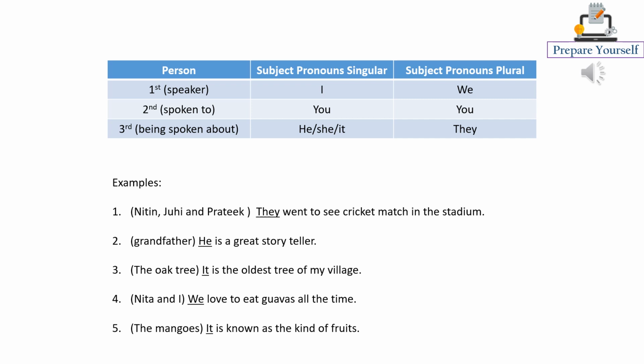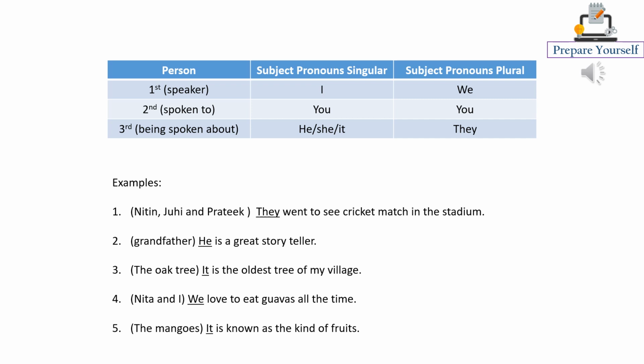The oak tree is the most or the oldest tree in my village. As we know, with animals and things, we should use it. Here the speaker is talking about a single tree, which is the oldest. We shall use it as a third person because speaker is telling someone that it is the oldest tree of the village.